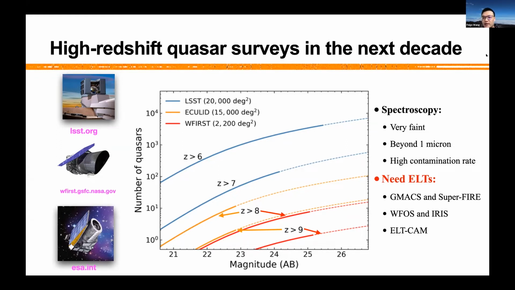But this is for finding those quasars. All these surveys are mostly imaging surveys. So in order to identify these quasars, we need spectroscopic follow-up, and we need ELTs for this. So this is about the quasar survey and the rapid evolution of those distant quasars.